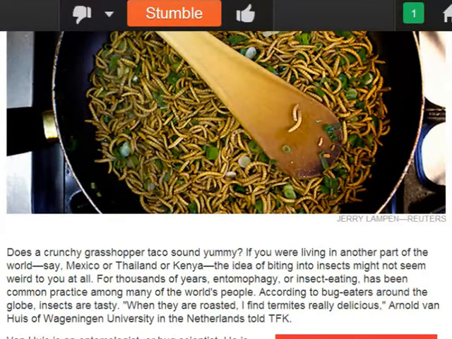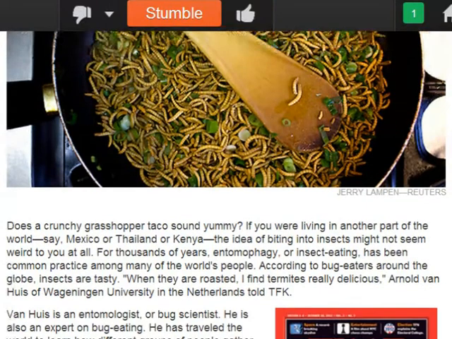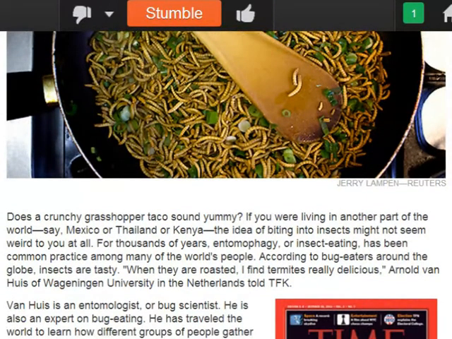For thousands of years, entomophagy, or insect eating, has been common practice among many of the world's people. According to bug eaters around the globe, insects are tasty when they are roasted. "I find termites really delicious," Arnold van Huis of Wageningen University in the Netherlands told TFK, which is Time for Kids, the article we're reading. So, if you remember, what is entomophagy?